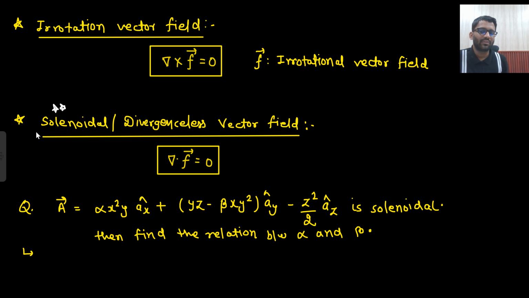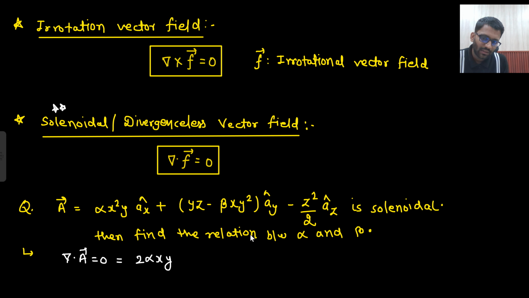So let's solve a very simple question. Vector field A is solenoidal, you need to find the relation between alpha and beta. So basically what you are going to put is del dot A equals 0. Can you find del dot A? Yes. Del by del x, then you need to differentiate this term with respect to x.